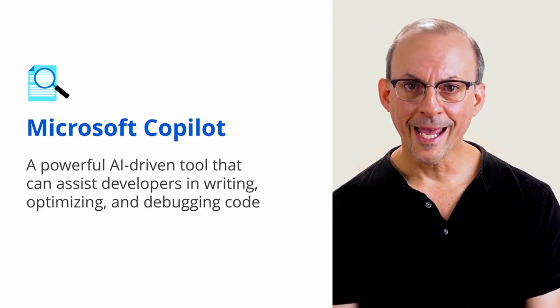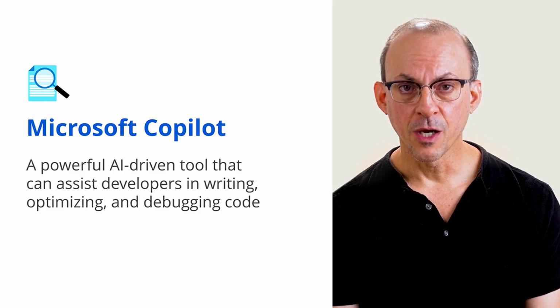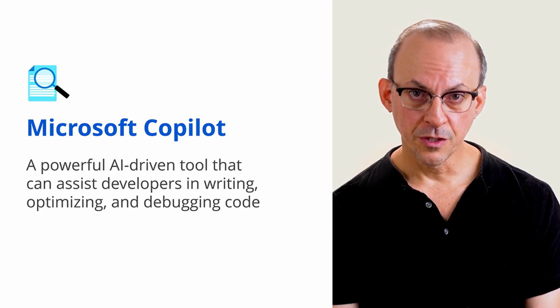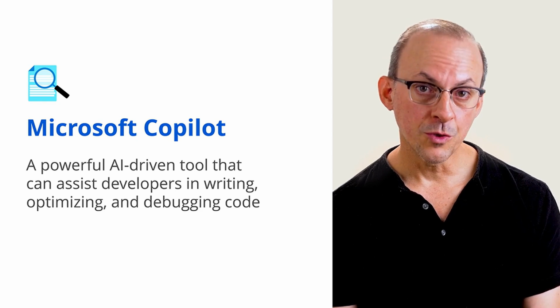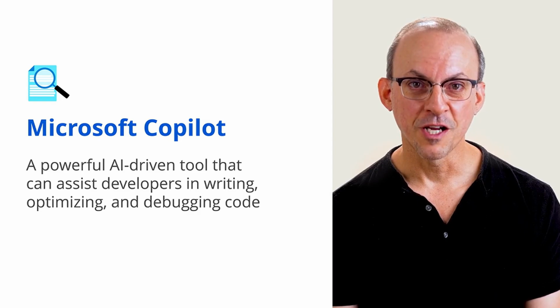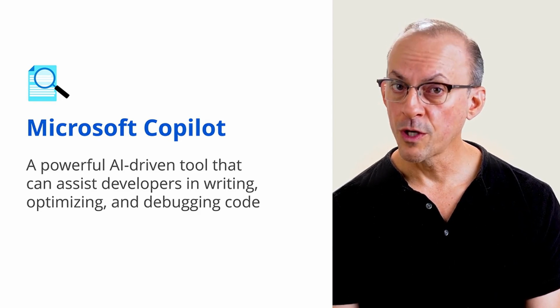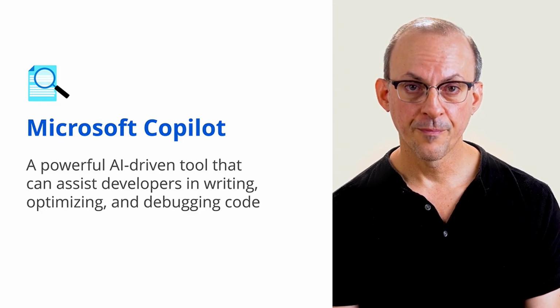In today's rapidly evolving tech landscape, artificial intelligence plays a key role in making development more efficient and intelligent. That's where Microsoft Copilot comes in. Microsoft Copilot is a powerful AI-driven tool that can assist developers in writing, optimizing, and debugging code. In this course, you'll leverage Copilot as a thought partner and a code-generating assistant, helping you solve problems, generate code snippets, and enhance your projects. The goal is to provide you with hands-on experience using a tool that real-world developers use to improve their workflow.